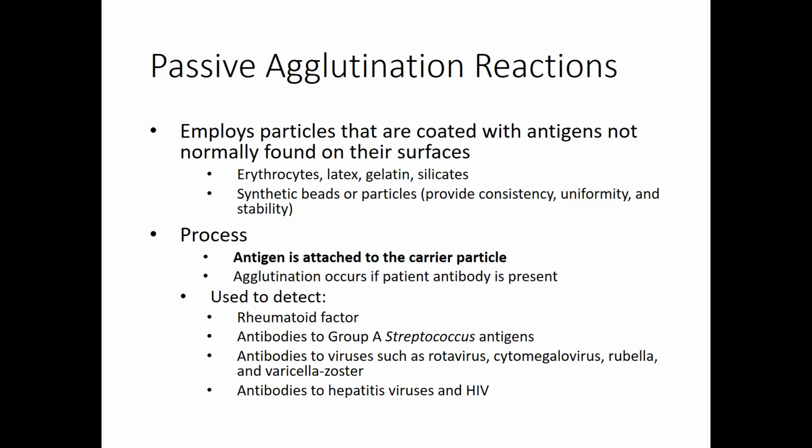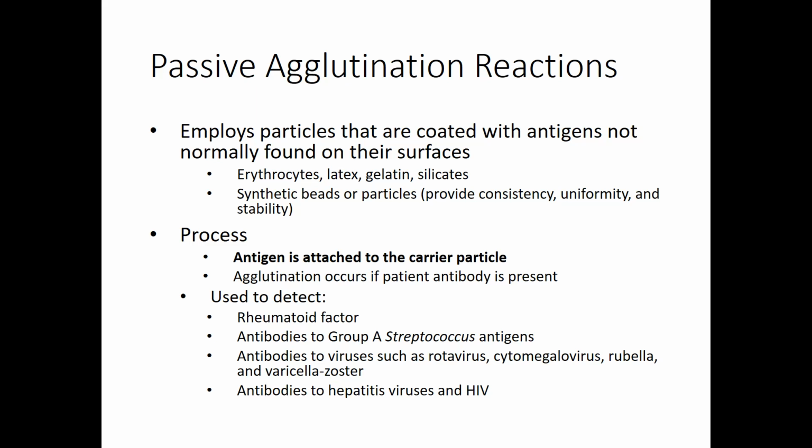So in other words, we're going to have a known antigen that we're going to attach to a carrier particle, and then we're going to test it against a patient's serum to see if the antibody is present. Very much like we just saw with coagglutination and hemagglutination, but in this case, in passive agglutination, the antigen is artificially attached to the carrier. Agglutination occurs only if the patient has the antibody present to the antigen.